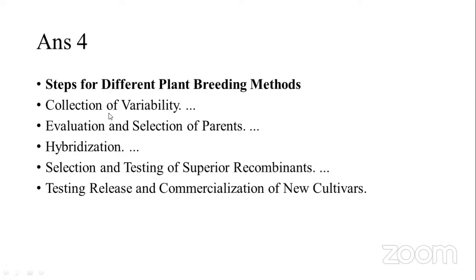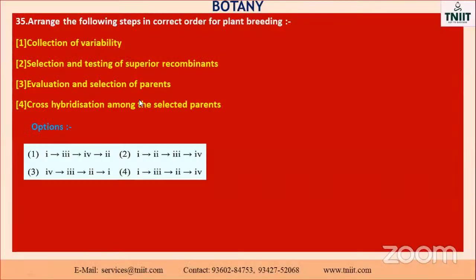How it will be then? Collection of variability is the first one. So first it will come. These 3 is the option. Second one is, what is that, you know? After the collection, you have to evaluate the selection of parent. Okay. So evaluate the selection of parent is the second one. So this is the first point. After the collection of variability, you select the parent. So this is the second point. So answer is first 1 and 3.